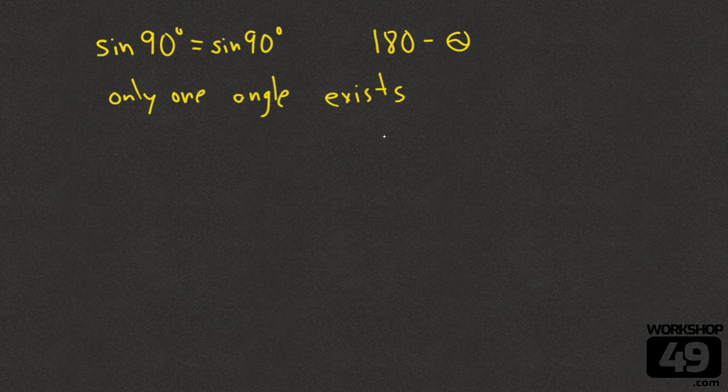Only one angle exists. And that, folks, is how we can solve a second equivalent angle for a trig ratio using those three little equations. Again, we didn't go through the why, but this is the how. And if you've been given one of these questions and need to get that second angle, this will help you do it.